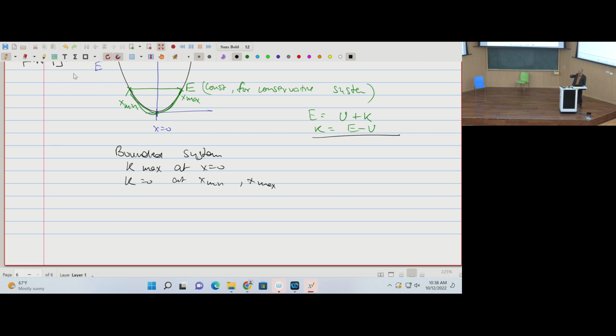But that E can vary. E is dependent on how much energy I gave the system to start with, right? So what happens is, if I increase the E, that means I am increasing the amplitude, and if the E is low, that means the amplitude is low.